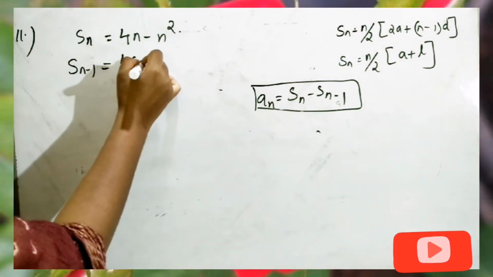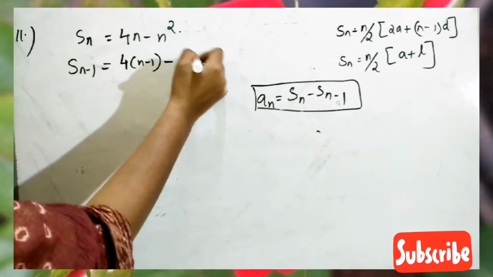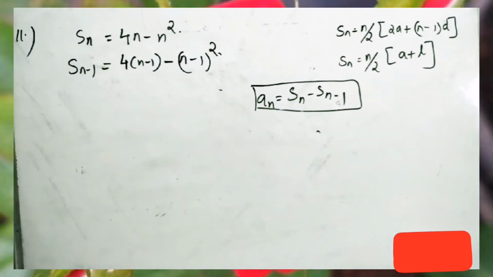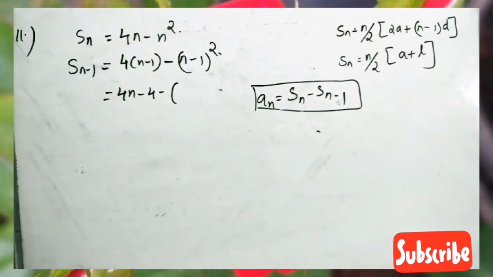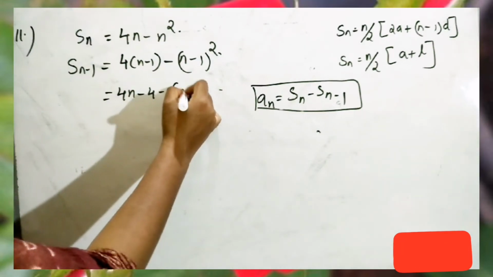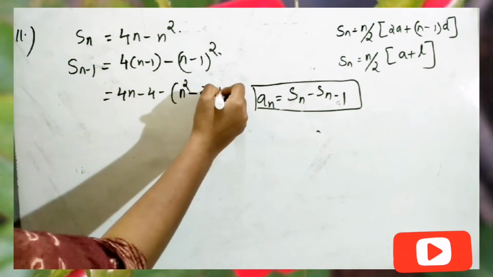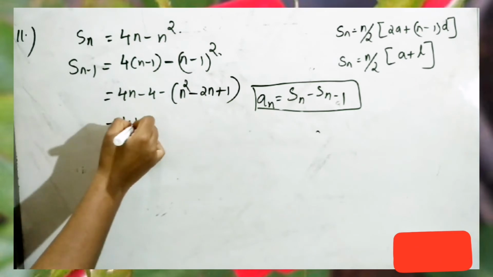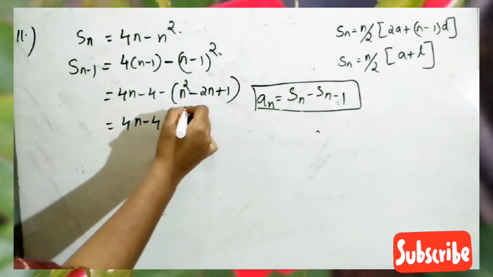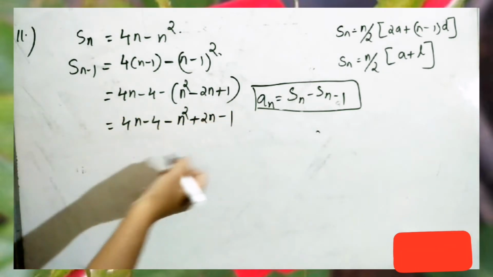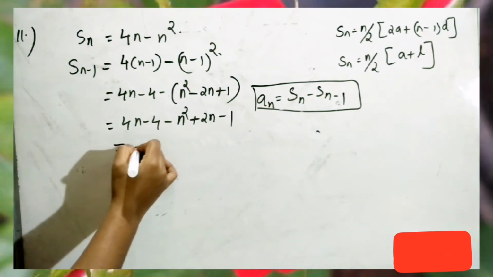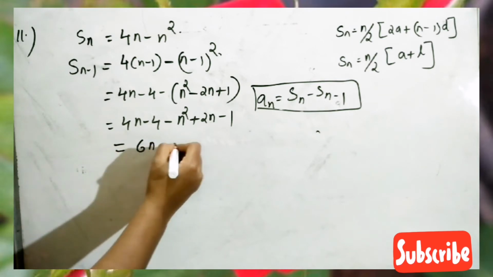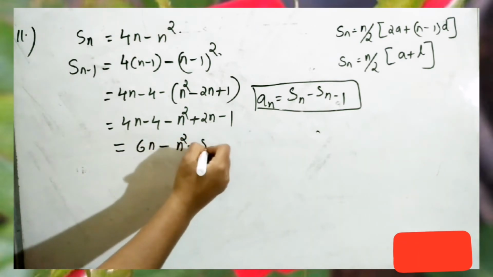That is 4 into n minus 1 minus (n minus 1) all square. This is 4n minus 4 minus, just open it by using (a minus b) all square. That is n square minus 2n plus 1 equal to 4n minus 4 minus n square plus 2n minus 1. This is equal to 6n minus n square minus 5.